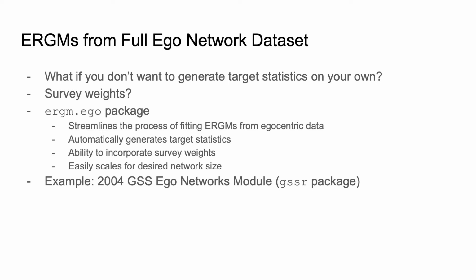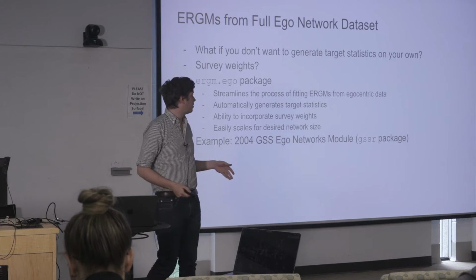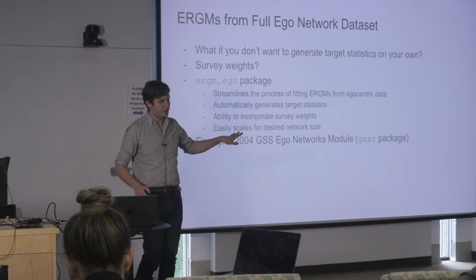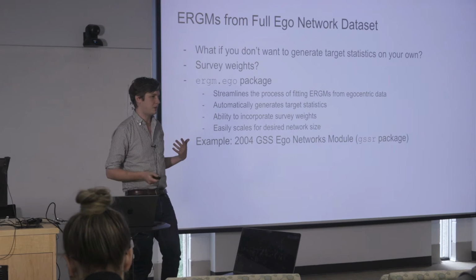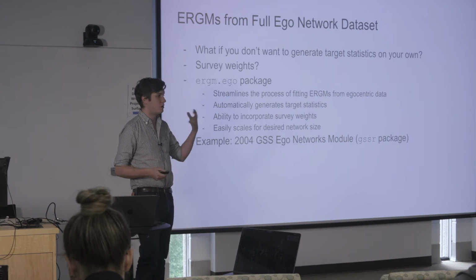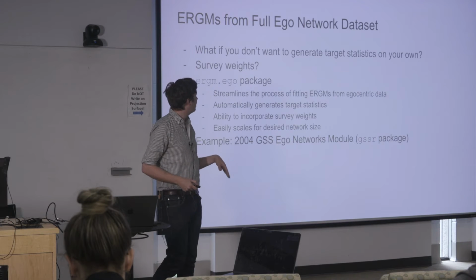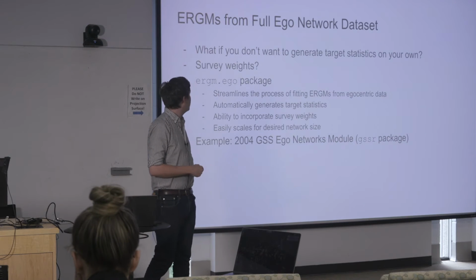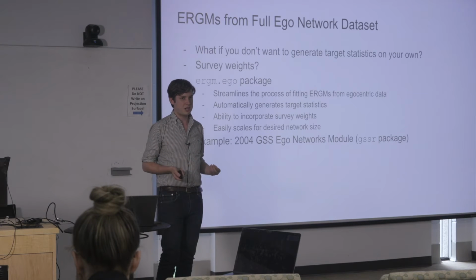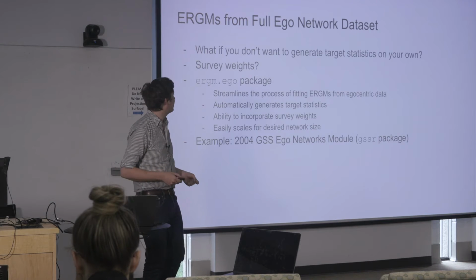Okay, so that's a process involving a lot of steps, and it's not too difficult, but it can be tedious. What if you don't want to generate the target statistics on your own? This is provided that you do have your own set of egocentric data. What if you'd rather have it streamlined? The other thing is, what if you have survey weights in your data collection? And then how do you incorporate that?